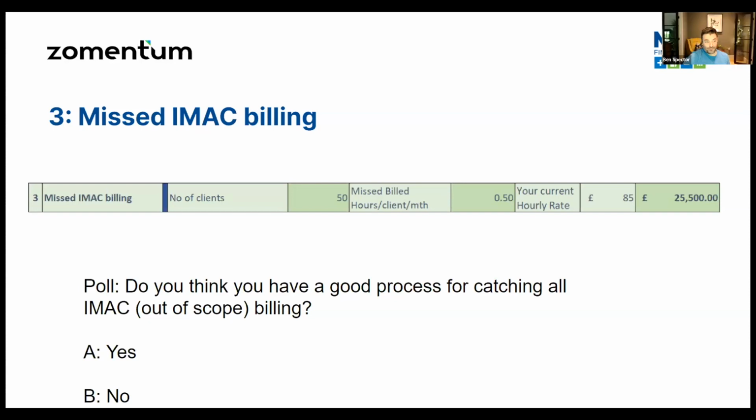So I've just closed off that poll. I think this one's really telling. Just sharing the results now. 100% of respondents do not have a good process for catching all IMAC billing. What were you expecting? Well, no, I guess that isn't a surprise.